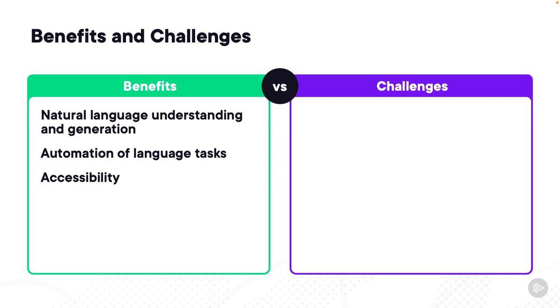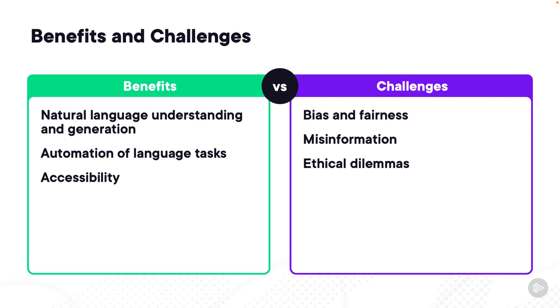Now, let's talk about the multiple challenges that come with all this. For example, bias and fairness. LLMs can inherit biases present in the training data, leading to biased or unfair outputs that perpetuate social stereotypes, as well as misinformation. LLMs have a great ability to generate text that can inadvertently lead to the spread of false information, impacting public discourse. And ethical dilemmas. LLMs raise ethical questions about the authenticity of generated content, ownership of text, and the potential for misuse.